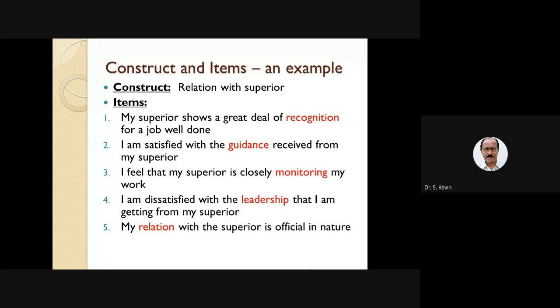My relation with the superior is official in nature, which means it is not friendly. It is not at all comfortable. It is very official. So if he agrees with the statement, the relation with the superior is not good. So this is how we convert our dimensions and elements into constructs and items, and we try to find out the hidden variables, latent variables. Okay.